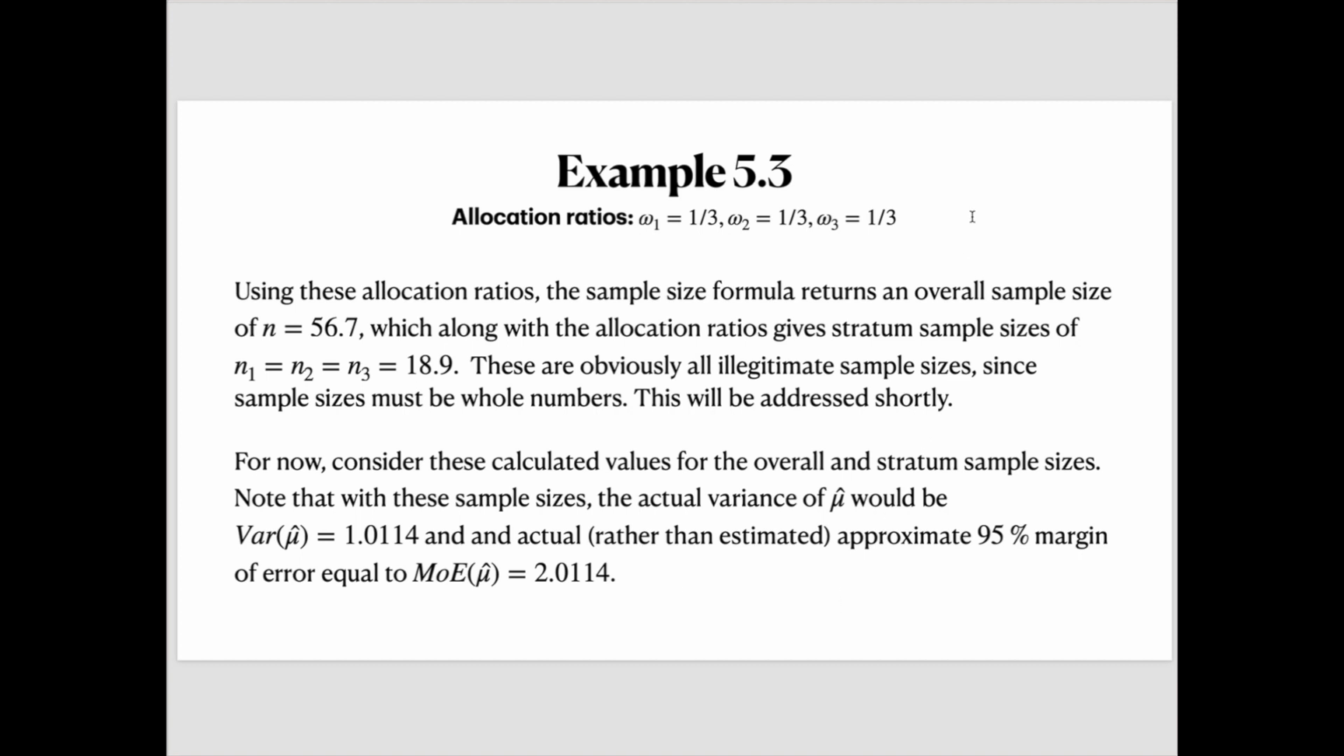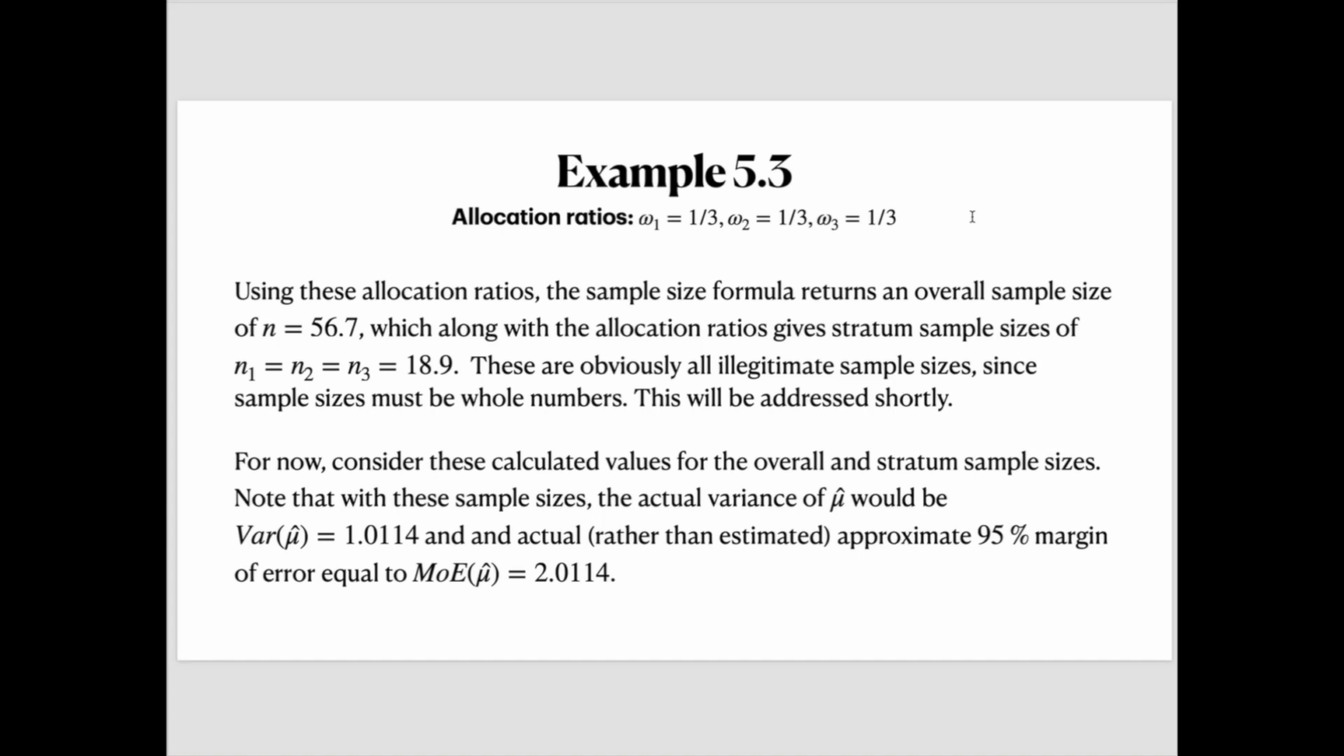Let's look at this first set of allocation ratios. Again, with these allocation ratios, we are getting 1/3 of our sample from each of the three strata comprising the population. Using these allocation ratios, the sample size formula returns an overall sample size of little n equal to 56.7, which along with the allocation ratios gives stratum sample sizes of 18.9 from each of the three strata.